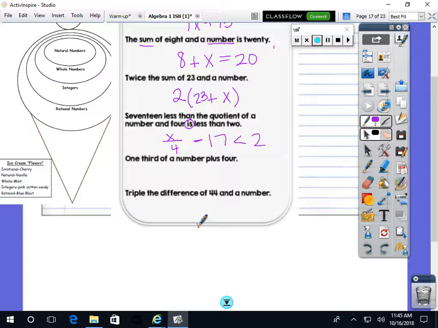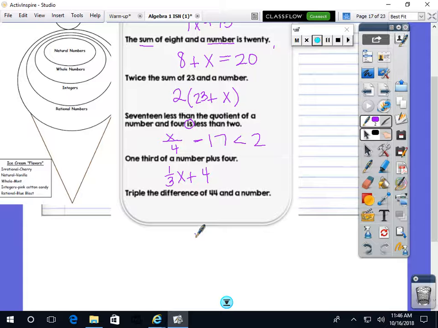All right, 1/3 of a number plus 4. How do you write 1/3 of a number? 1/3, but of means multiply. So multiply by a number. Plus 4. You're doing 1/3 of a number, which means 1/3 times a number plus 4.